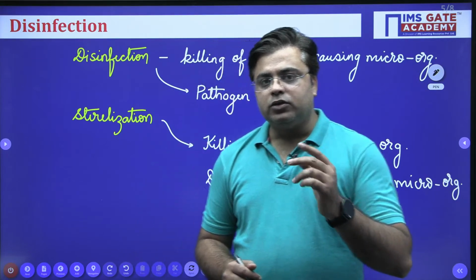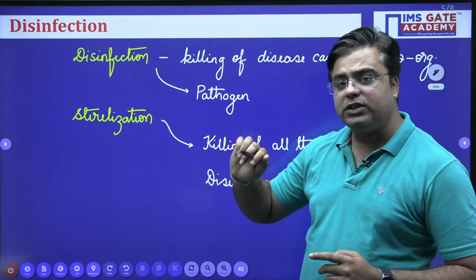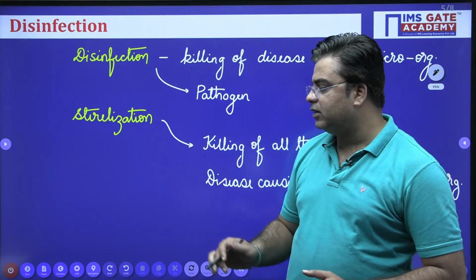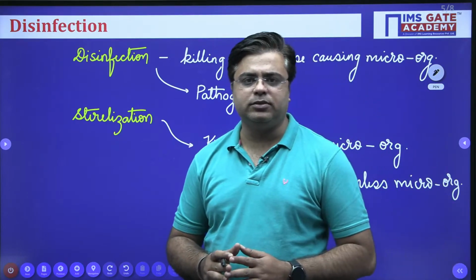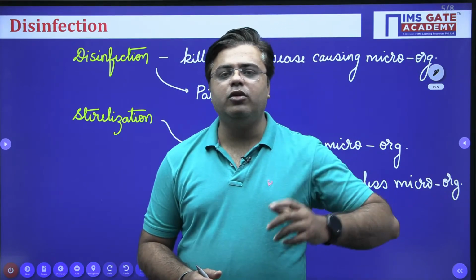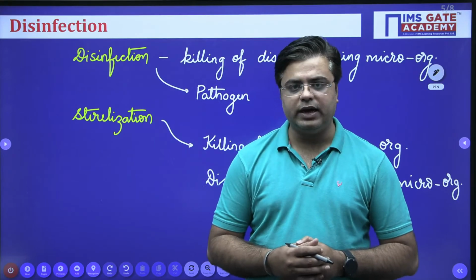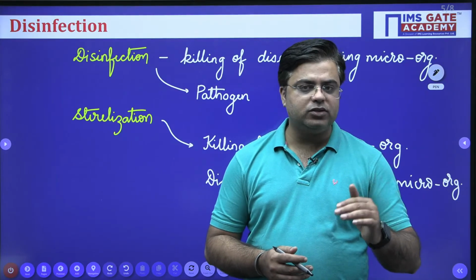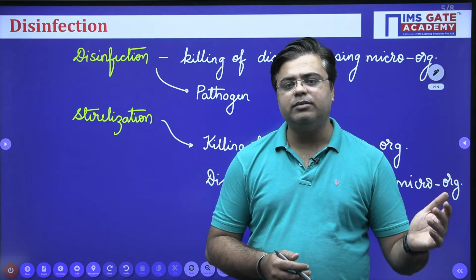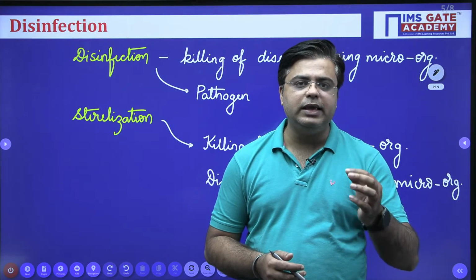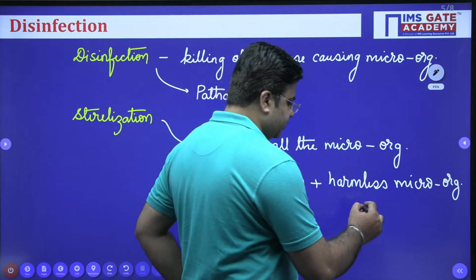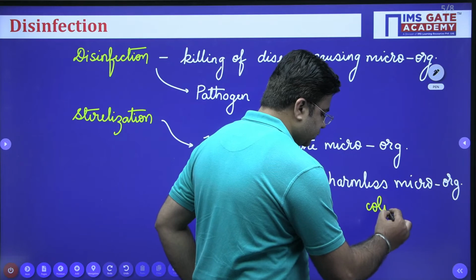Okay. So there are two things. First one is disinfection, which is killing of only disease causing microorganisms. Second one is sterilization, which is killing of all the type of microorganisms, which can be disease causing or non-disease causing. Okay. Now while we were reading about biological water quality parameters, I have told you that disease causing microorganisms are known as pathogens, whereas non-disease causing microorganisms, the example being E. coli or Escherichia coli or coliforms. So these harmless microorganisms can be coliforms.